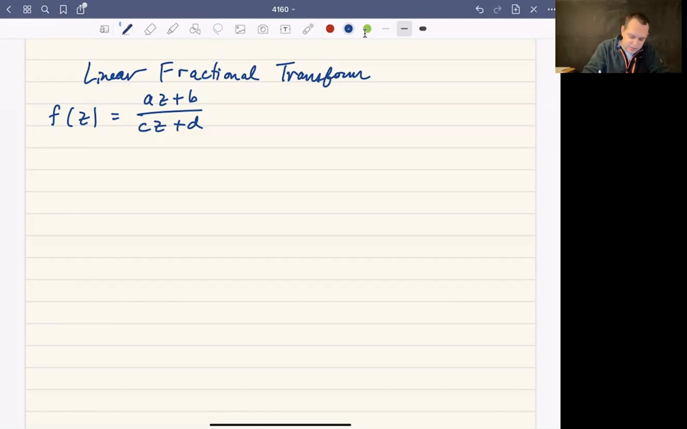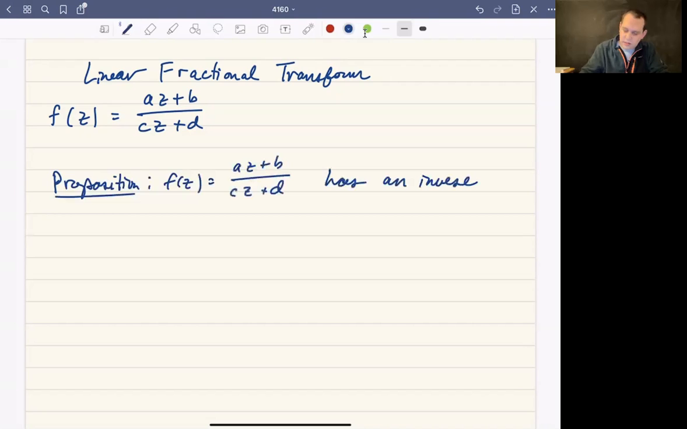It turns out that this function f, where it's az plus b over cz plus d. Here, a, b, c, and d are all complex numbers, naturally. But f has an inverse, or is a bijection, if and only if the quantity ad minus bc is not equal to 0.